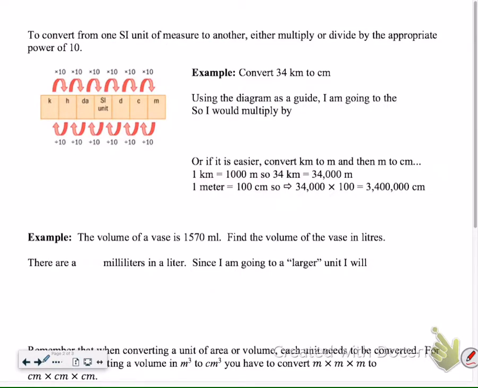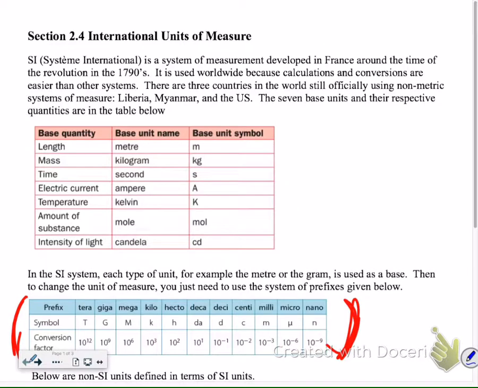Okay. Now, if we want to convert from one SI unit of measure to another, we're going to multiply or divide by an appropriate power of 10. Now, your book goes about it a little bit differently. They talk about dividing by the powers of 10 that they have listed in the table here. So, for example, we're getting ready here to do our problem, we are doing kilometers to centimeters.